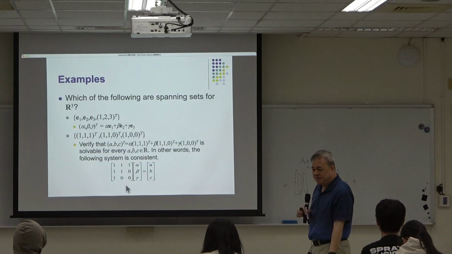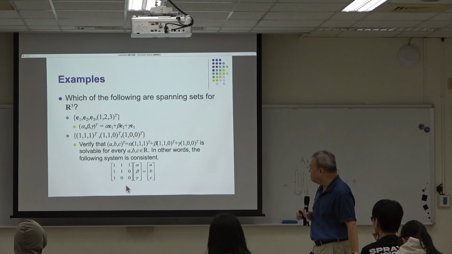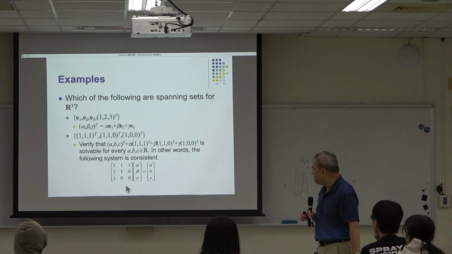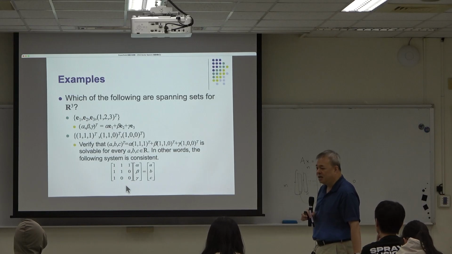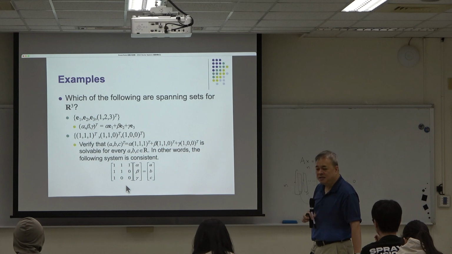So if I give you this, how do we make sure it's consistent or solvable? Here, we do not know A, B, C, because A, B, C are arbitrary numbers. And for alpha, beta, gamma, we want to make sure there is one combination for every given A, B, C. How do we do that?